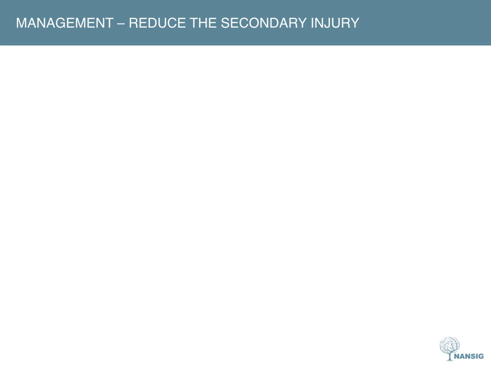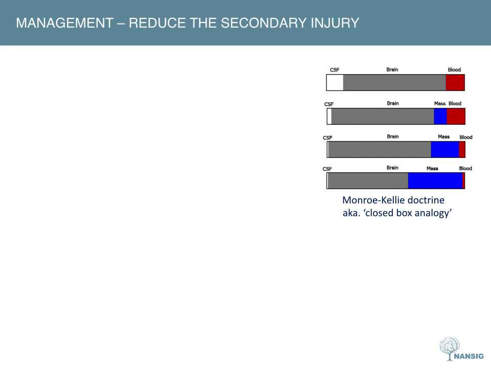In essence, what we can do is think of the skull like a closed box. Its volume is fixed, and whatever goes in must come out. This is what surgeons will often refer to as the Monro-Kelly doctrine, or the closed box analogy. And this fixed compartment, the skull, has 3 major components which fill it. These are the brain, the blood, and the cerebral spinal fluid. And thus, given that the skull is always full, if the volume of one of these 3 compartments increases, then the volume of one of the other 2 must subsequently decrease.